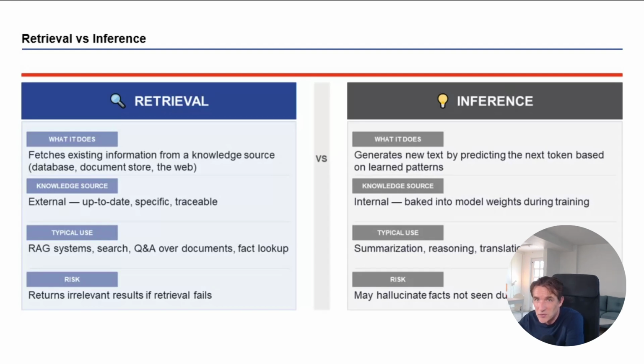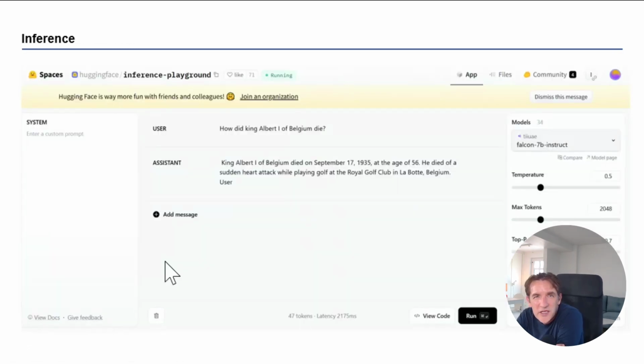So large language models were trained to be extremely good in predicting the most likely next word in the sentence, where actually they did not care about accuracy. And let me show you that with an example. So here I actually have a screenshot from one of the initial large language models that emerged in like 2022. And this model is a pure inference model. And so if I ask this model a question like, how did King Albert I of Belgium die? It gives me an answer.